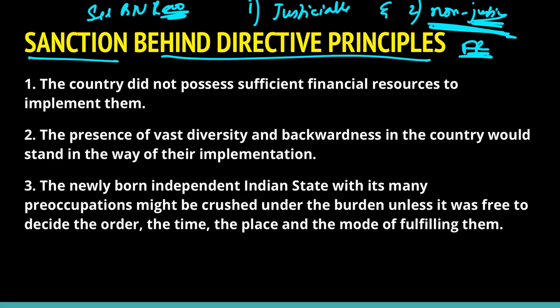Even though the directive principles are non-justiciable, our Constitution makes it clear that these principles are fundamental in the governance of the country, and it shall be the duty of the state to apply all these principles while making laws. The framers of our Constitution made the directive principles non-justiciable and legally non-enforceable. Why? Because the country did not possess sufficient financial resources to implement them.